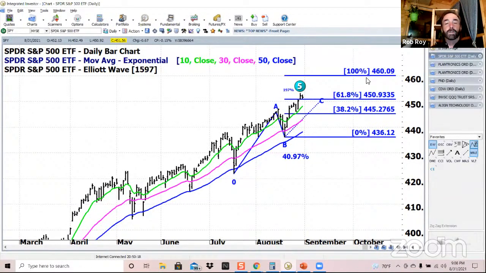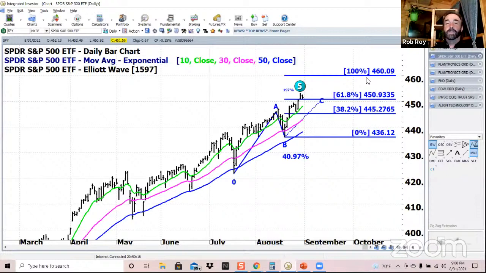For those of you that are streaming live on YouTube, you can go back and look at those. You'll see the target. And in addition to that, 460 is also the target on the weekly chart with a zigzag. So now we have three different Elliott Wave Fibonacci levels giving us 460. So it seems pretty likely that we're going to go to 460.